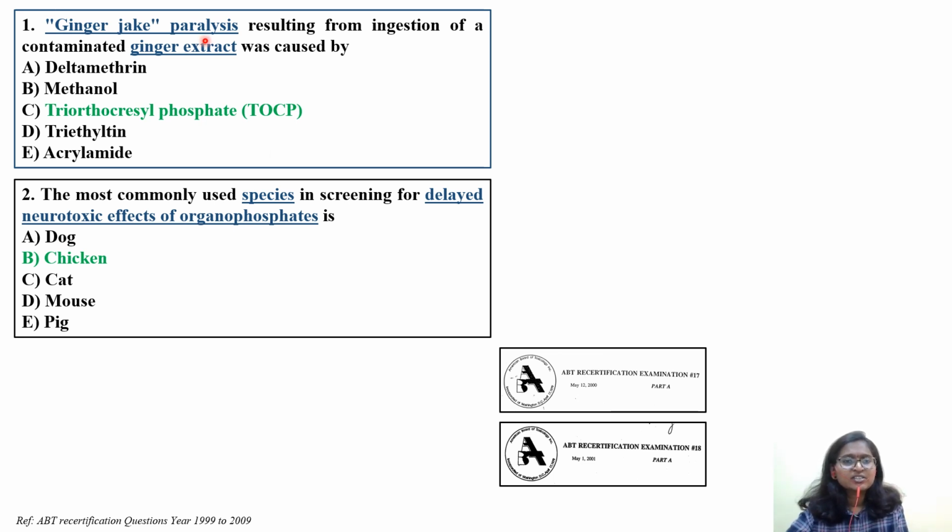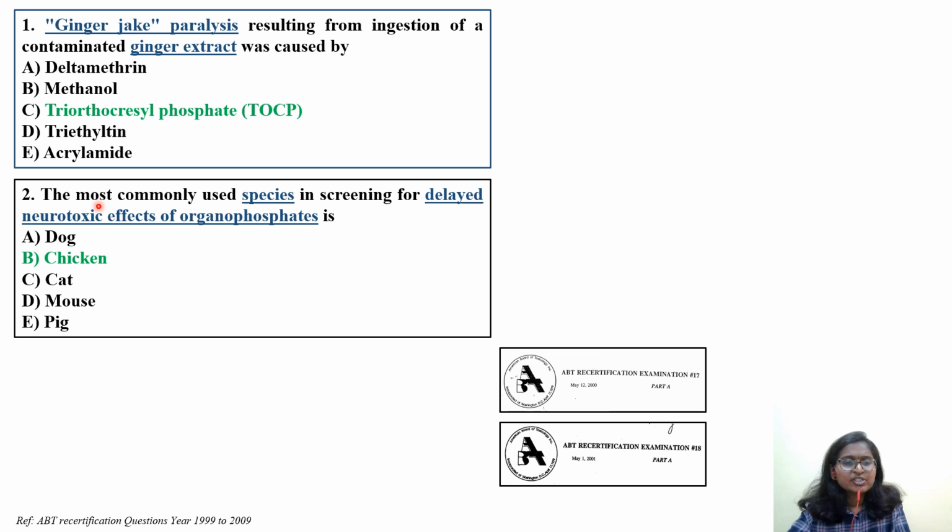So ginger jack paralysis, just now we have learned in one third slide, resulted from ingestion of contaminated ginger extract, which was caused by triorthocresyl phosphate. So TOCP is an example of an organophosphate. There was alcohol in the US which was contaminated with the TOCP, and it caused ginger jack paralysis. This is the thing you have to remember. It caused ataxia, and gait and posture were impaired in the patient. That you have to remember.